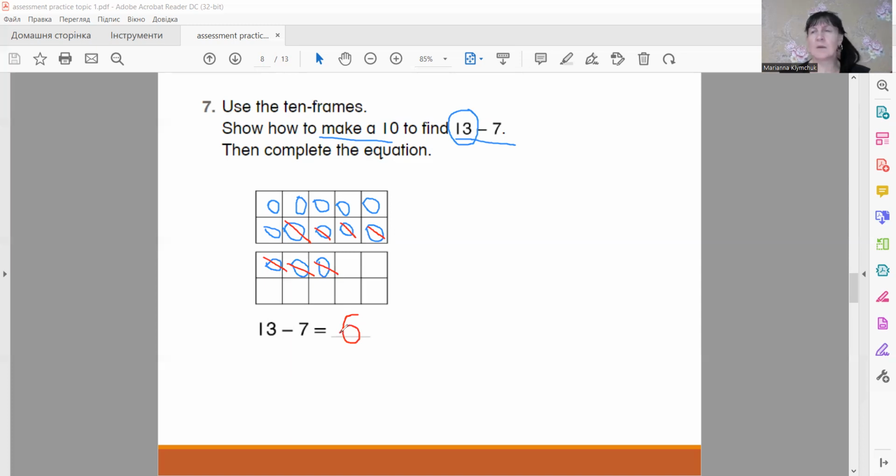This is your job here. Draw a picture. Show me how you do minus. You do minus cross, cross, cross, cross. And write the answer.